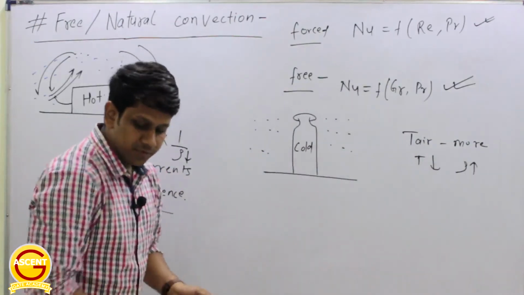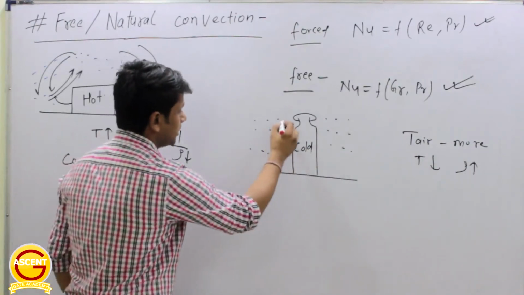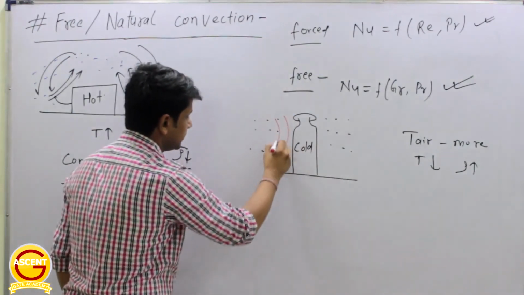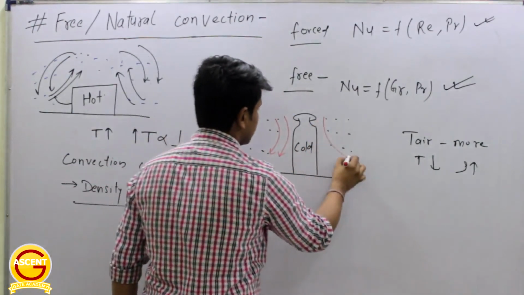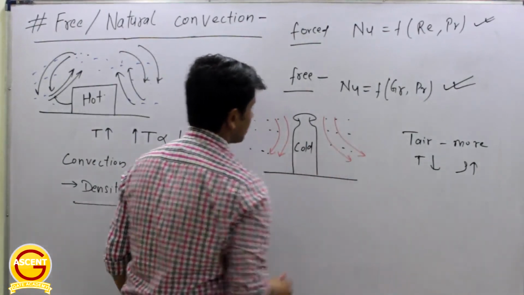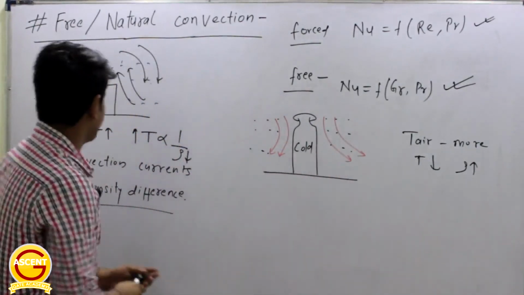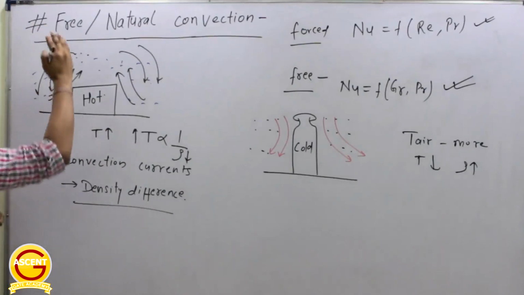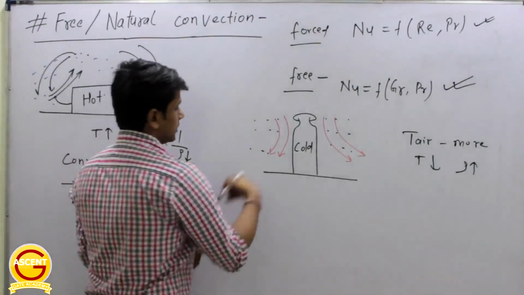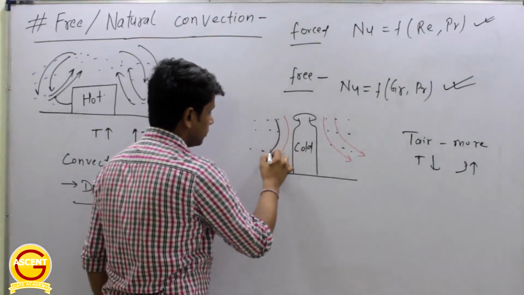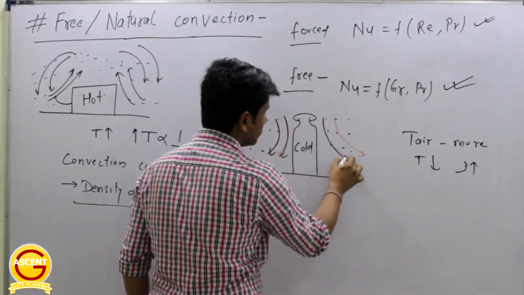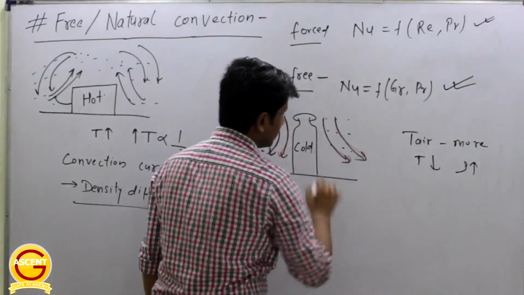So now the reverse phenomenon will occur and the air particles will tend to move downwards because their density is increasing, correct? So here, what was happening? Due to the density difference, the air particles were moving upwards, but when they are cooled, the air particles move downwards, correct? And this is also happening due to the density difference.